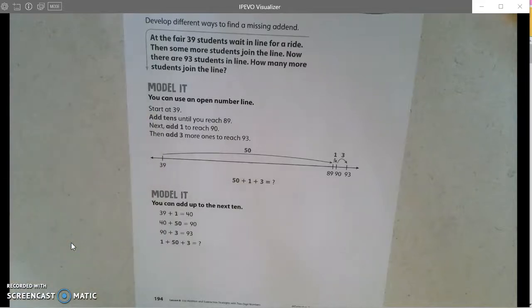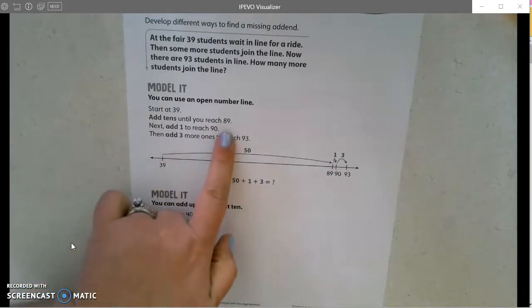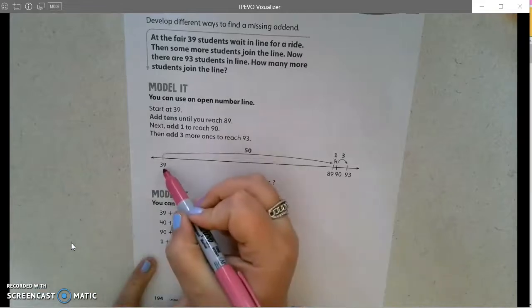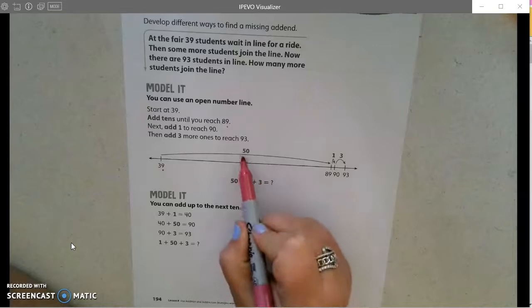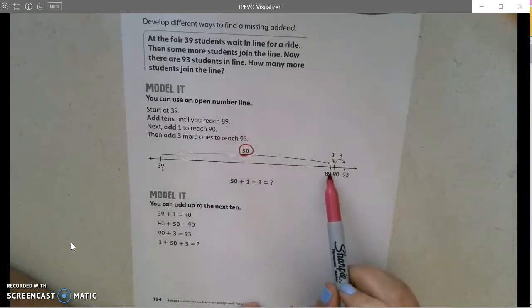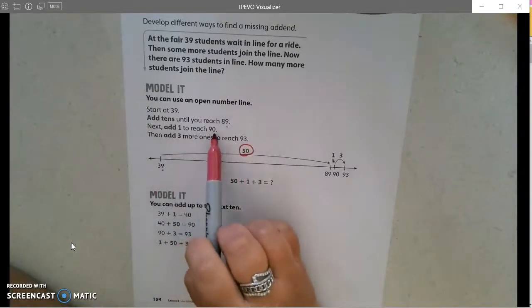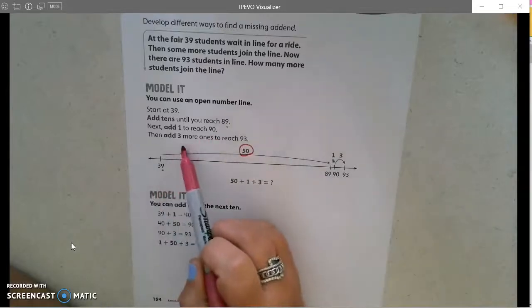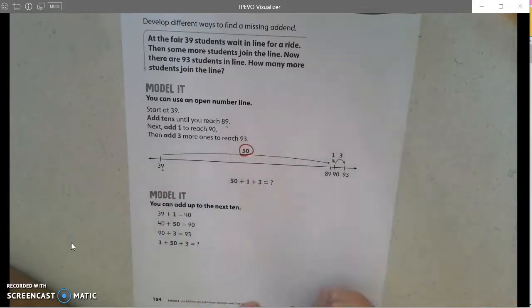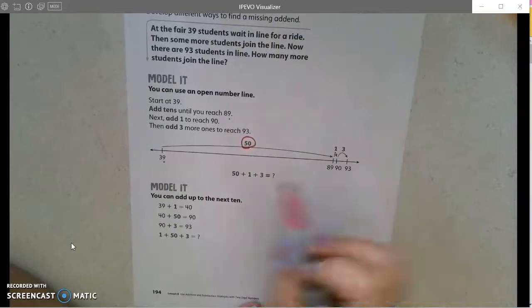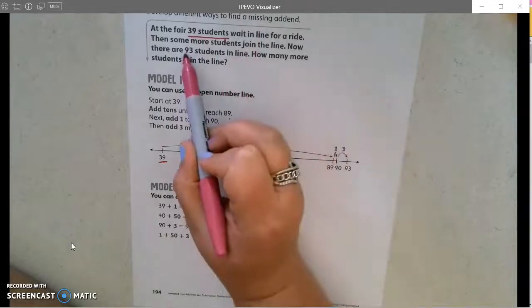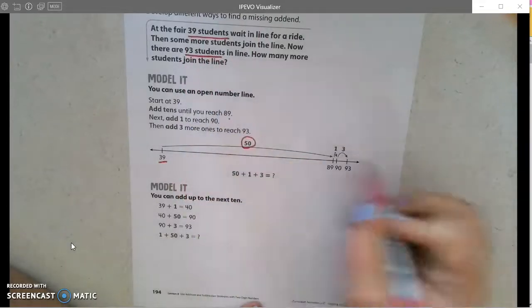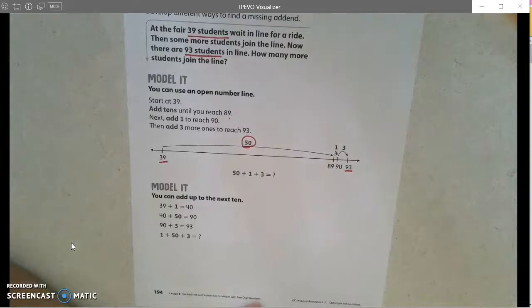So they're starting at 39 and they're adding 10 until you reach 89. Since it's 39, they're going to 89. So they keep adding 10 and they end up jumping 50 to 89. Add 1 to reach 90, then add 3 more to reach 93. So they started at 39, which is how many students there were, and then they found simple ways to jump up the number line to reach 93, which is how many students were in line at the end.